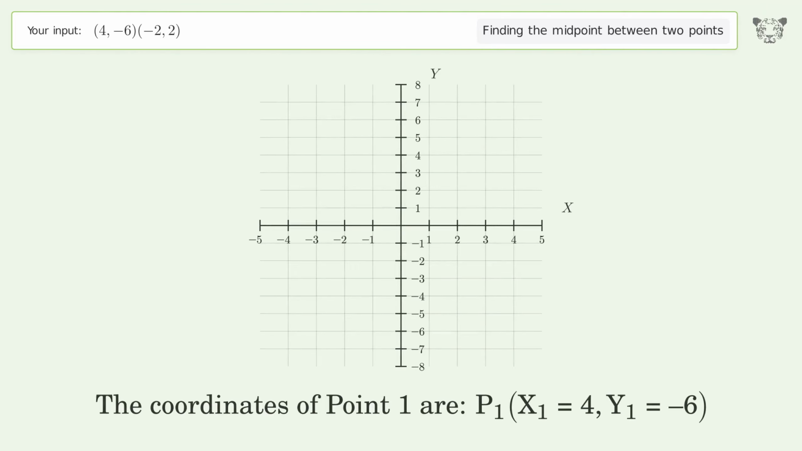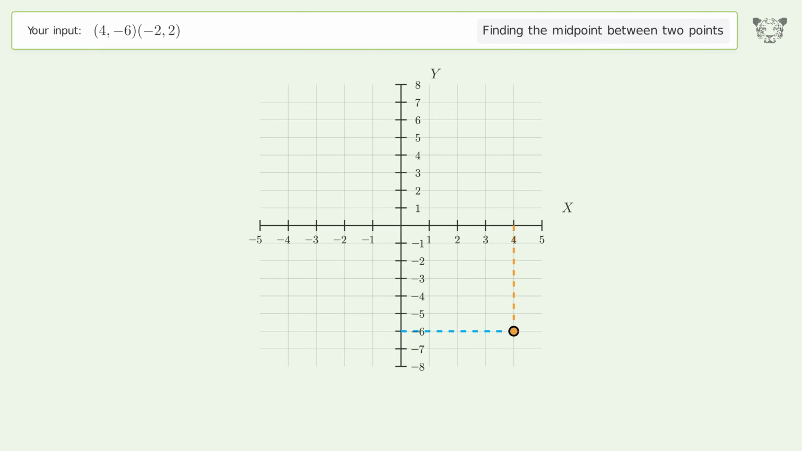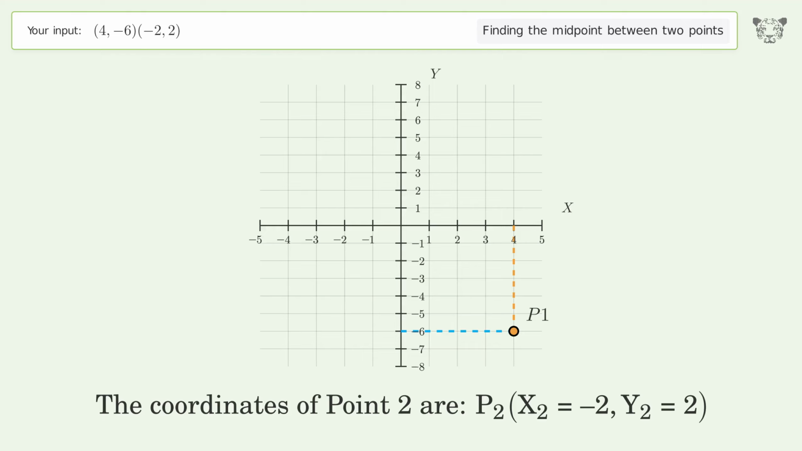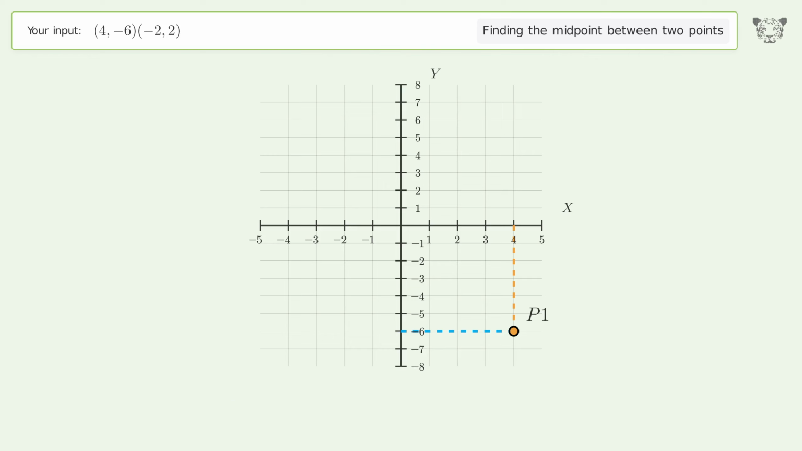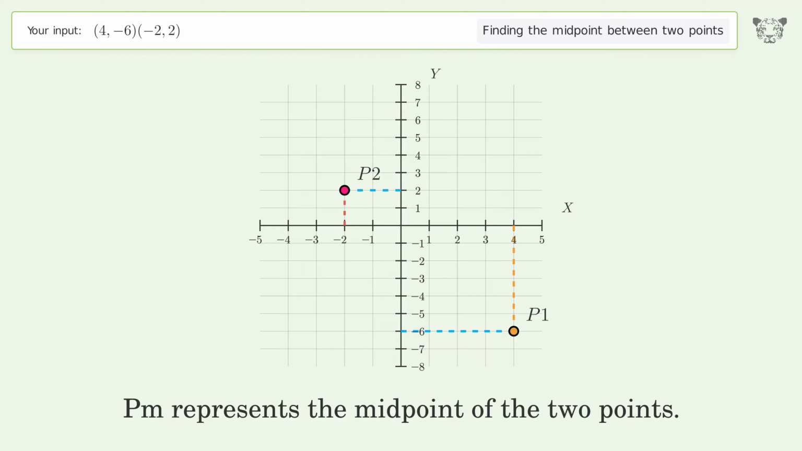The coordinates of point 1 are x1 equals 4, y1 equals -6. The coordinates of point 2 are x2 equals -2, y2 equals 2. PM represents the midpoint of the 2 points.